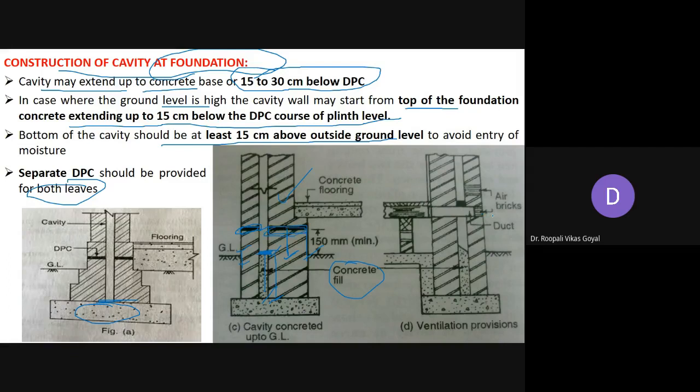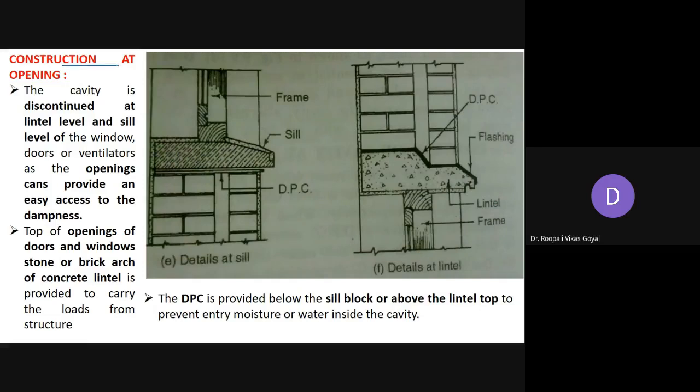Okay. So here the provision of air bricks and duct is provided to bring ventilation to your cavity wall. So in short, you can say that in general you can start this cavity from the base of the concrete or either 15 to 30 centimeter above the base of concrete, and 15 centimeter above ground level and 15 centimeter below your DPC, and separate DPC may be provided to both the walls, and as per requirement you can alter this. Next is construction at opening.